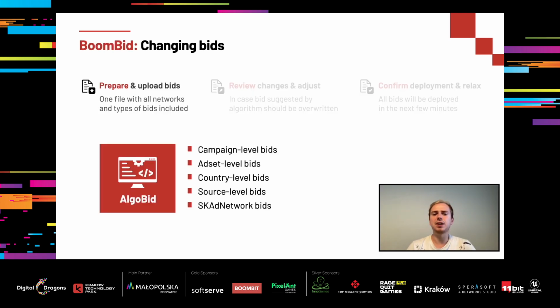Everything starts with preparing a list of bids to be changed. We have created an algorithm named AlgoBit, which calculates all types of bids. For instance, Google Ads needs campaign-level bids, social networks like Facebook or Snapchat operate on ad set level, and for SDK networks like Plugin or Unity, we calculate country and subsource level bids. And finally, we cover SKAN network bids as well. Bids are imported to Boombit automatically using API.